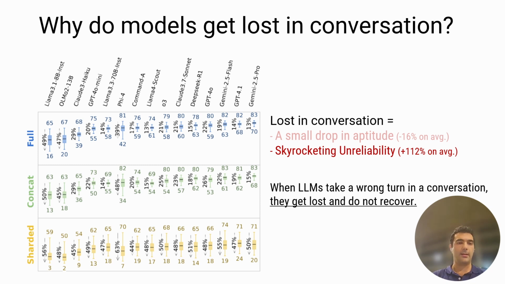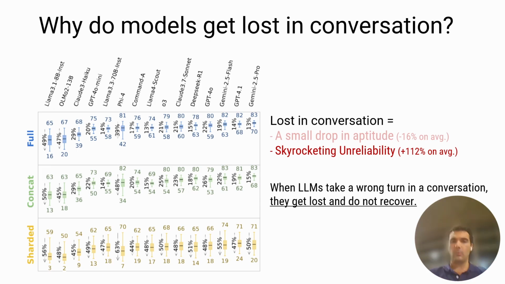On the other hand, if you look at the third row here and the sharded, what you can see is that from left to right, models are getting better on average, especially the best case performance. You can see it goes from 50 to 74 for some of the models. But what you can see is that the unreliability is not decreasing. So the height of each of the box plots, which is the difference between best case and worst case performance, is sort of stuck around 50%.